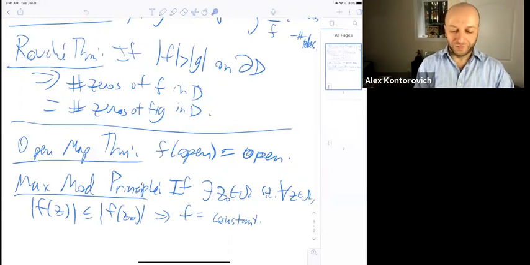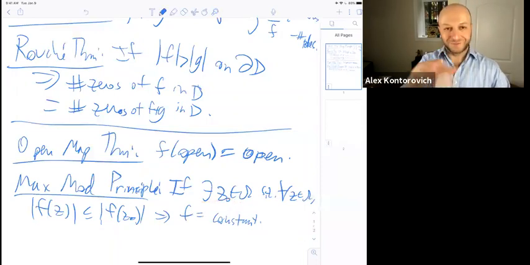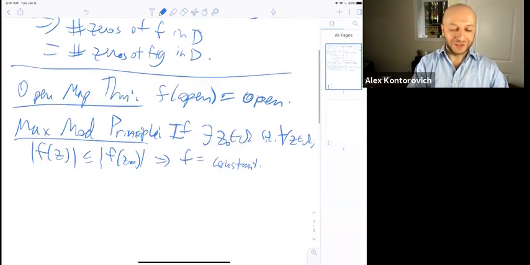Okay, if you have a holomorphic function on a region and there's some point where it's greater than all the other points, then the function is constant. In other words, really the contrapositive: if f is not constant, then there's not a maximum inside the region. The maximum is achieved on the boundary, if it can be continued to the boundary.